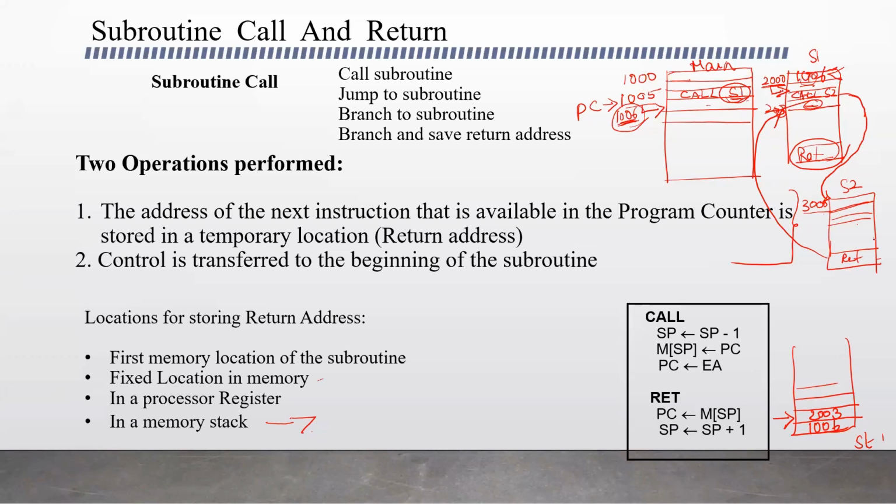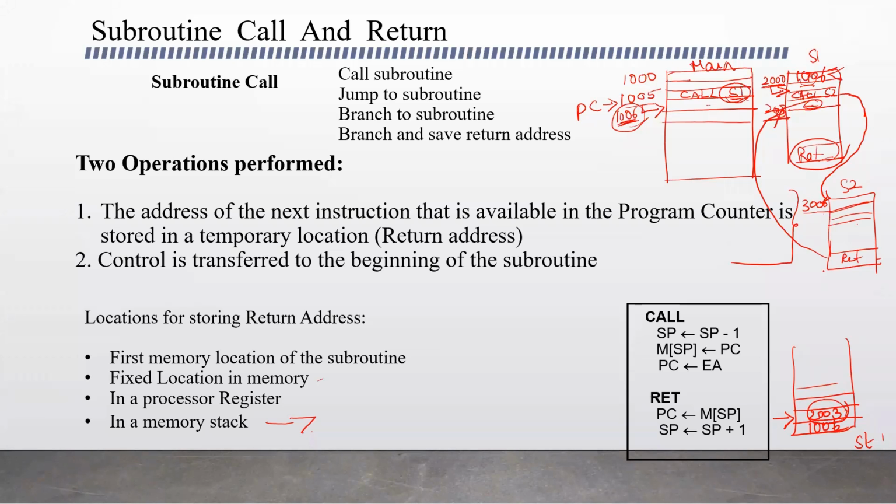It executes the instructions in S2, and there is a return statement in S2. Here, the control has to return first to 2003, to this location in subroutine S1. That is stored at the top of the stack, so it is easily found. For this address, the pop operation is done and it is removed. This is moved to PC.